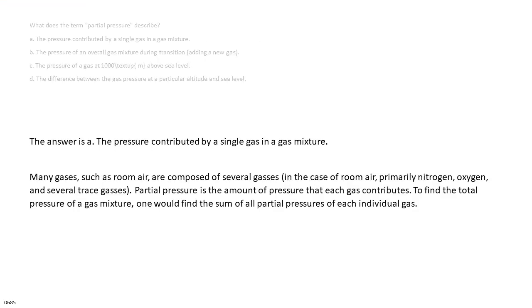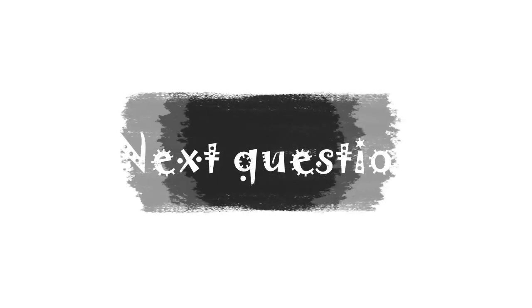The answer is A. The pressure contributed by a single gas in a gas mixture. Many gases, such as room air, are composed of several gases, in the case of room air, primarily nitrogen, oxygen, and several trace gases. Partial pressure is the amount of pressure that each gas contributes. To find the total pressure of a gas mixture, one would find the sum of all partial pressures of each individual gas.